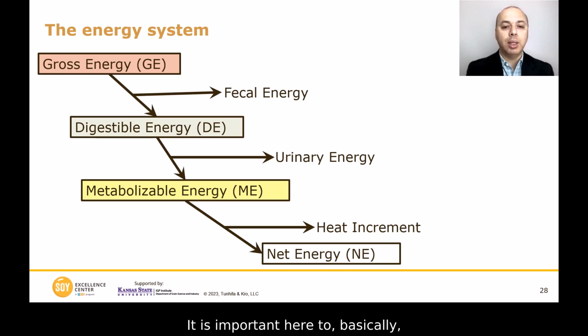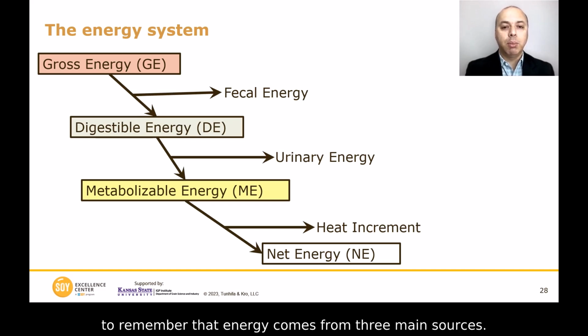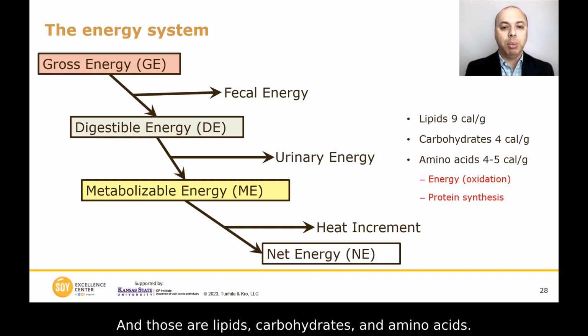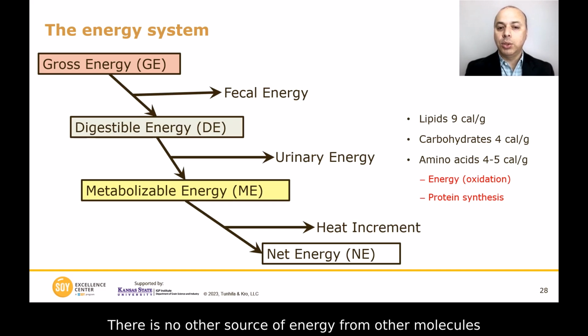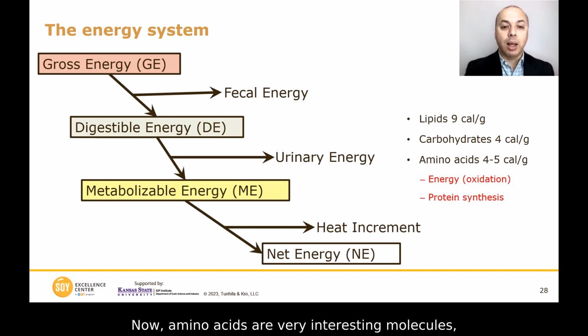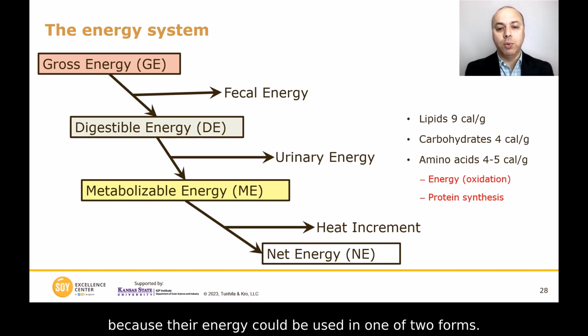It is important here to remember that energy comes from three main sources, and those are lipids, carbohydrates, and amino acids. There is no other source of energy from other molecules that the pig can ingest or utilize in the metabolic process.